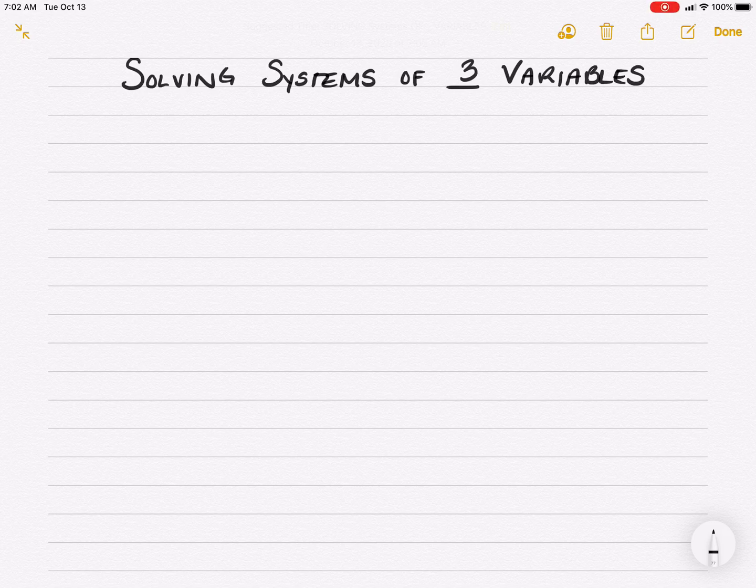Hi there. So what we're going to talk about today is solving systems of three variables. Go ahead and hit pause if you need to, but title a new page, Solving Systems of Three Variables. And when you're ready, we'll begin.